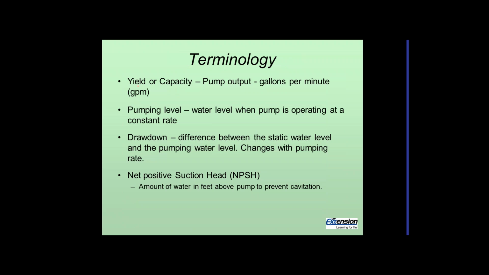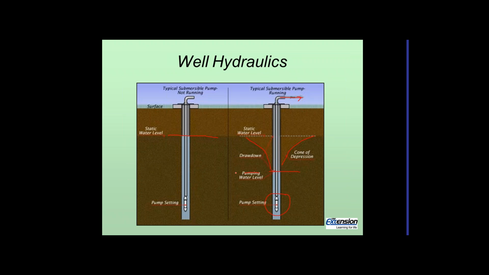A little bit of terminology: yield or capacity is the pump output, and it's measured in gallons per minute. The pumping water level is the water level when the pump is operating, and when we're figuring out the lift of the water, that's an important factor because that's what we're going to be lifting against. The drawdown is the difference between the static water level and the pumping water level. So if we go back to the previous slide, this distance here is the drawdown for this well.